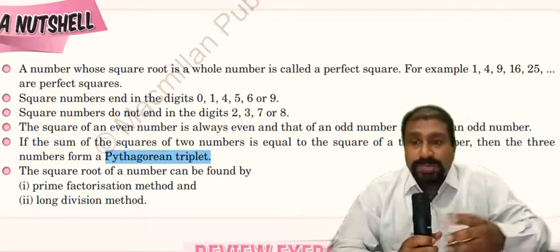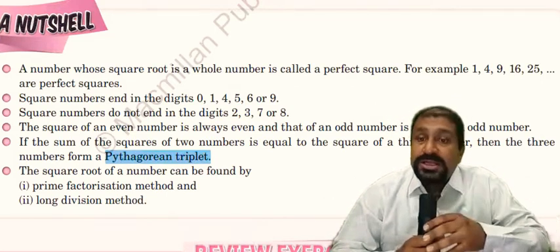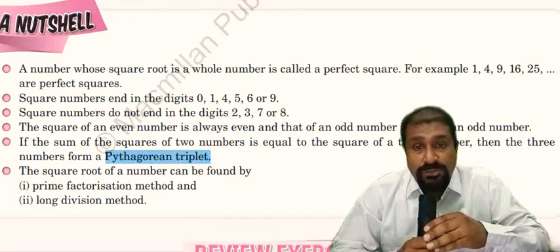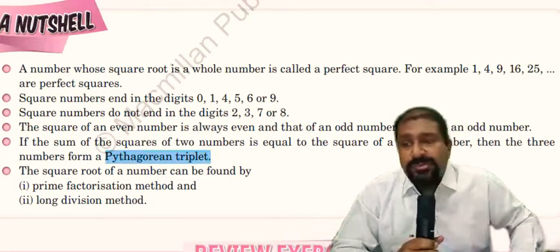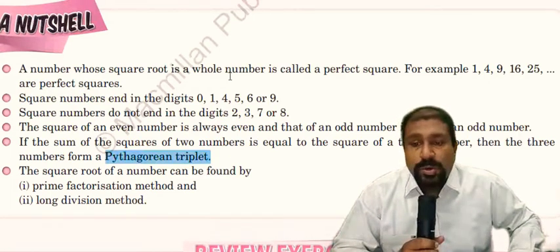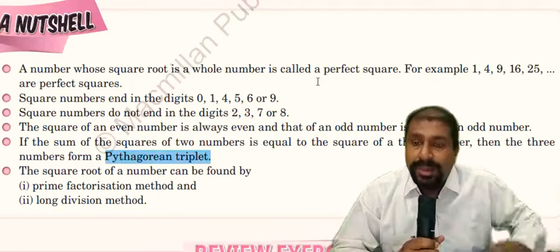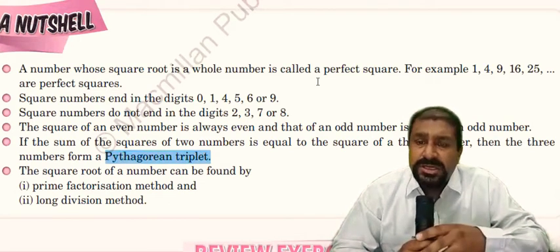So students, now let us come to the conclusion of this chapter, or we can say what we have studied in a nutshell of this chapter. The first thing we have studied: a number whose square is a whole number is called a perfect square. For example, 36, which is the square of 6 into 6.